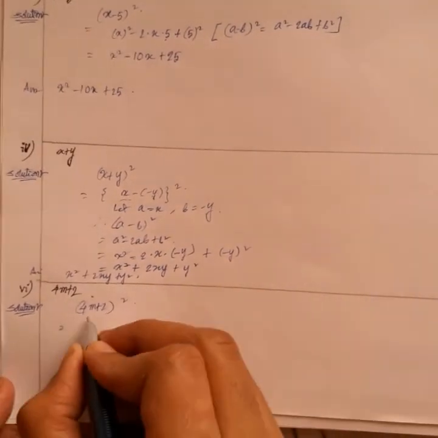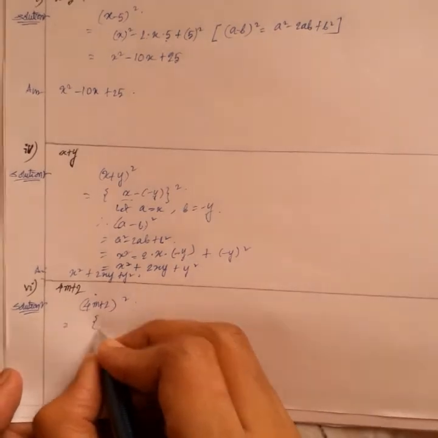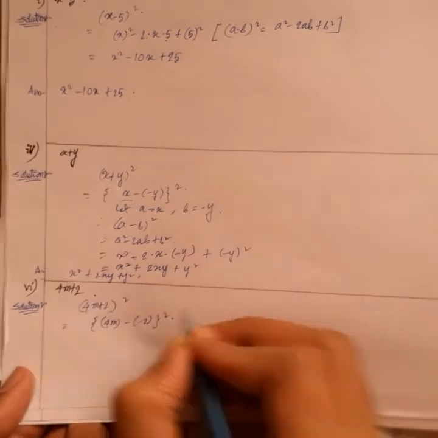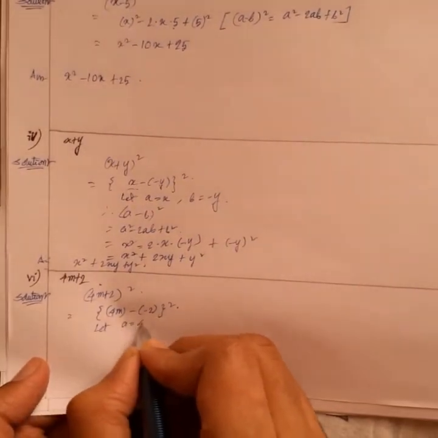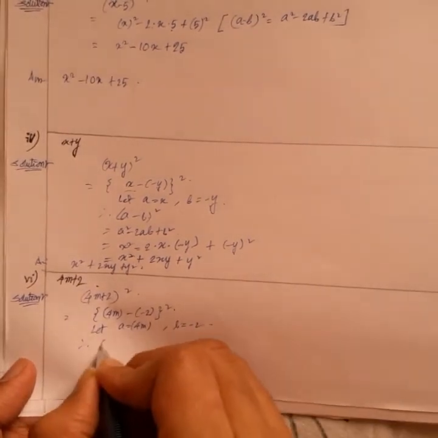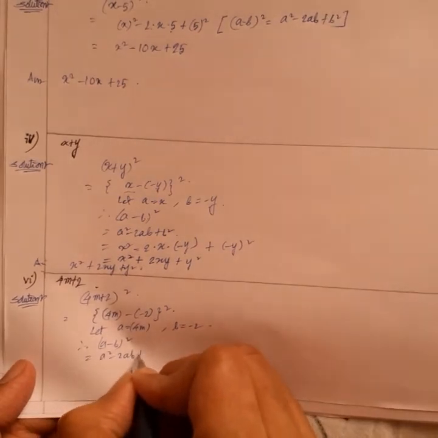Now as you can see, this is again given in the form of a plus b whole square, so you have to change it and write it instead as 4m minus of minus 2 whole square, right? So let a is equal to 4m, b is equal to minus 2, so this becomes a minus b whole square, which is nothing but a square minus 2ab plus b square.